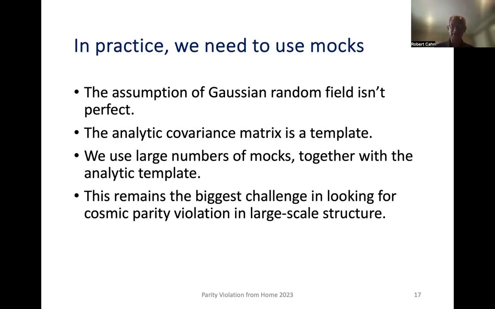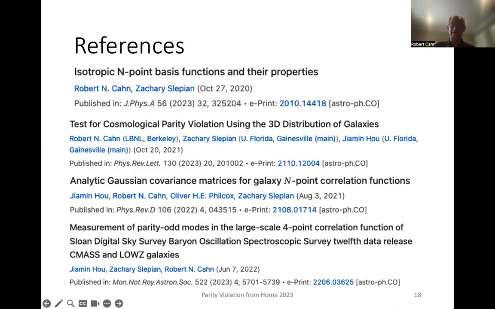All right, I hope that this gives you at least a brief introduction to this subject without going into too many details. Here are references that I think cover all the material that I talked about today.